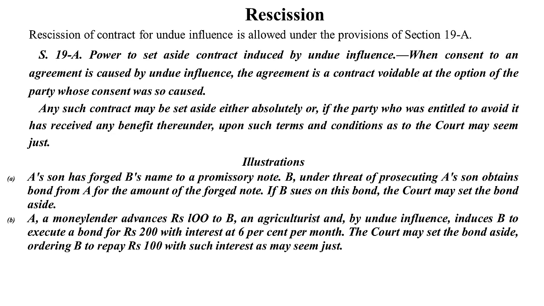And there are illustrations added to this subsection, that is subsection 19A. Illustration A: A's son has forged B's name to a promissory note. B, under threat of prosecuting A's son, obtains a bond from A for the amount of the forged note. If B sues on this bond, the court may set the bond aside. Illustration B: A, a money lender, advances rupees 100 to B, an agriculturalist, and by undue influence induces B to execute a bond for rupees 200 with interest at 6% per month. The court may set the bond aside, ordering B to repay rupees 100 with such interest as may seem just.